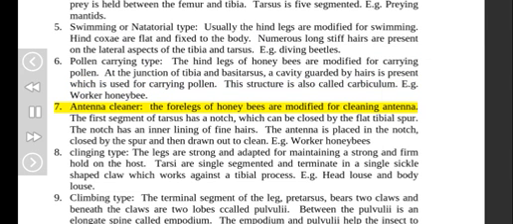7. Antenna cleaner. The forelegs of honeybees are modified for cleaning antenna. The first segment of tarsus has a notch, which can be closed by the flat tibial spur. The notch has an inner lining of fine hairs. The antenna is placed in the notch, closed by the spur and then drawn out to clean, e.g., worker honeybees.